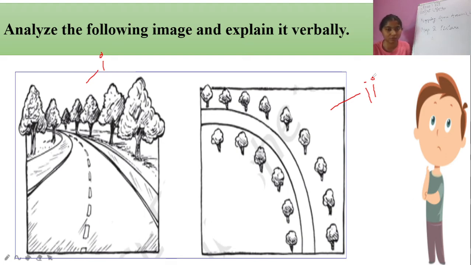Yes students, very good. So we can see that the first image is a picture, right? But the second one is a map, because it represents that there is a curved road along with some trees. But the first one is a picture, which shows a road along with some trees. So this is a drawing. So this is a picture and this is a map.